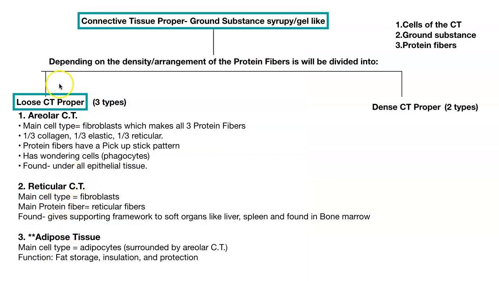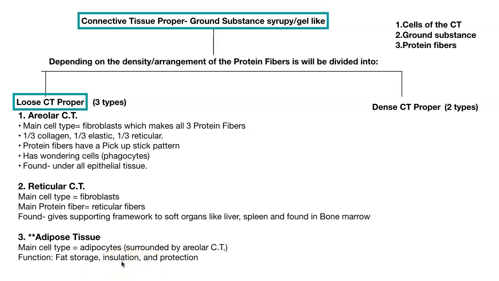Now, our last loose connective tissue proper is going to be adipose tissue. The main cell type here are going to be adipocytes, and they're going to be surrounded by areolar connective tissue. Their function is to store fat, supply insulation.